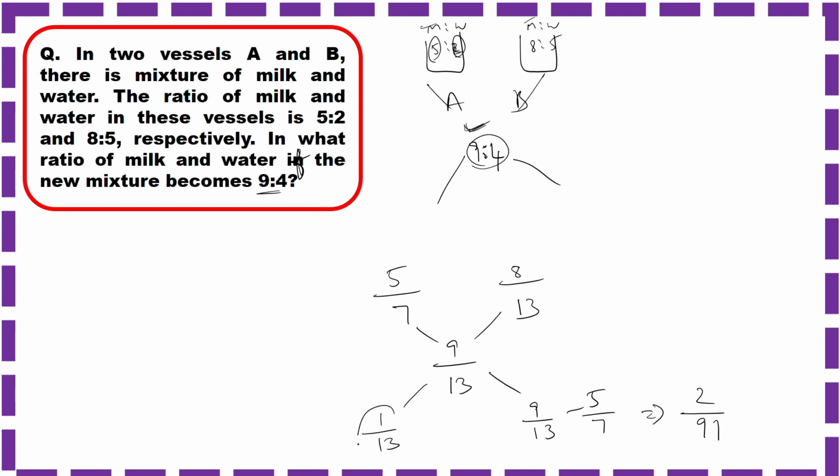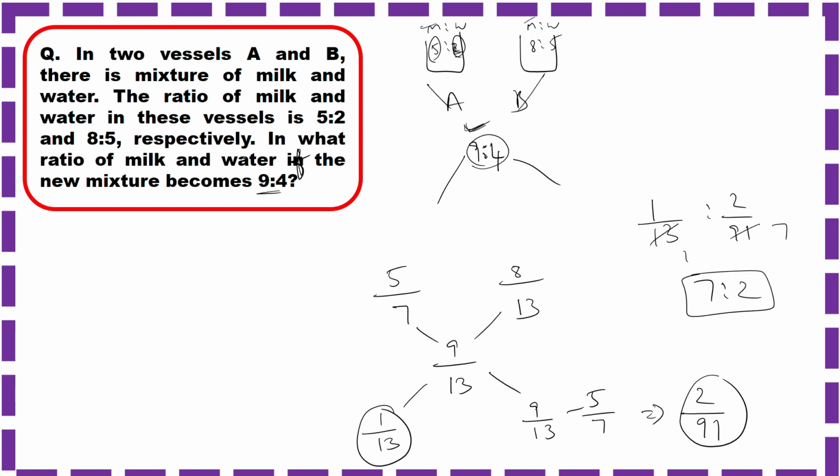So 1 by 13 is to 2 by 91, that is 13, 7. So 7:2 is the ratio. In this ratio, these two can be mixed to make the new mixture 9:4, right? In order to make the new mixture 9:4.